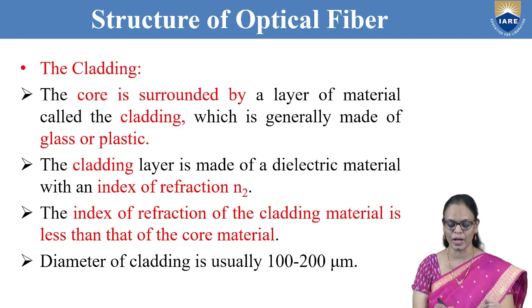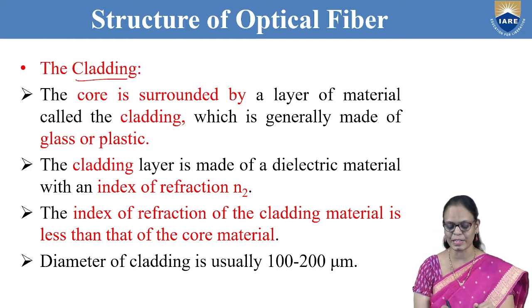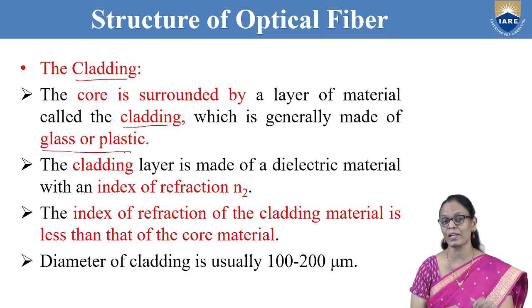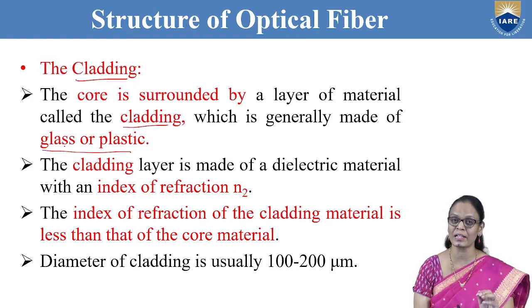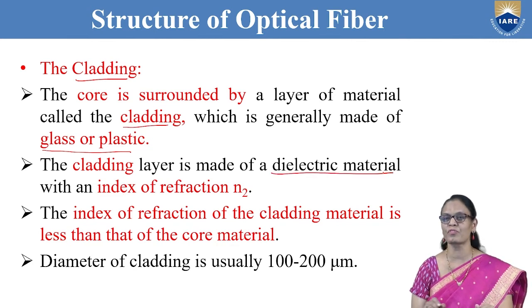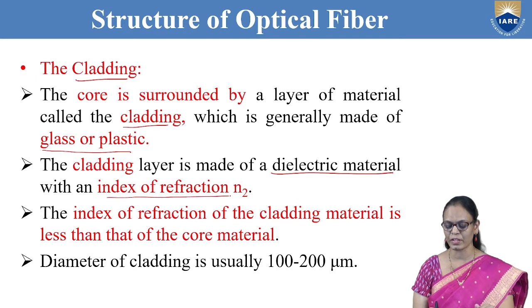Now coming to the next one, that is cladding. A core is surrounded by a layer of material called cladding, which is generally made up of glass or plastic. We have seen that the core is made up of glass. Now when we are talking about cladding, the cladding is surrounding the core and it is made up of either glass or plastic. And the cladding layer is also made up of dielectric material whose refractive index is N2. So for core it is N1 and for cladding the refractive index is N2.